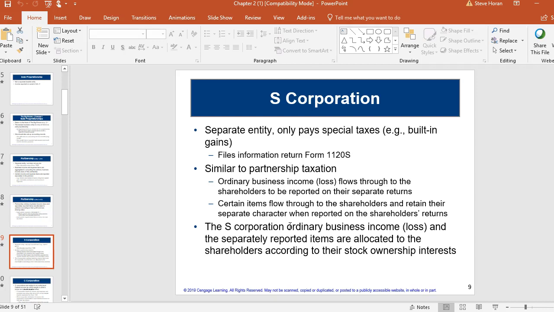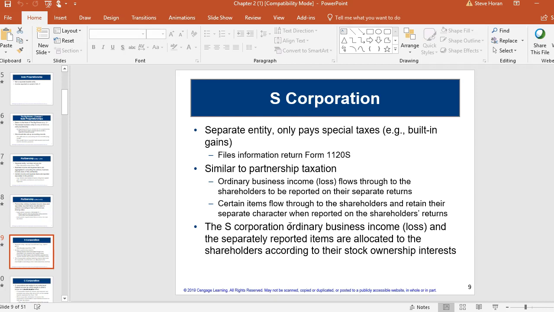But if those assets are protected, so basically if you use an S corp to go out and get a business loan, only the S corp's assets are at risk. The owner's personal assets are not. So that's a huge advantage in terms of liability. So therefore, it is a popular form. Typically a closely owned, family-owned business would be an example of an S corp.